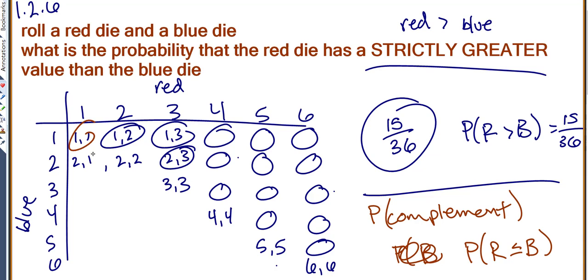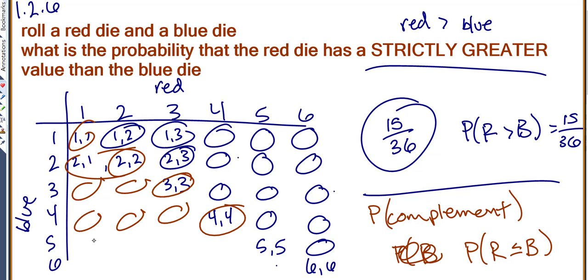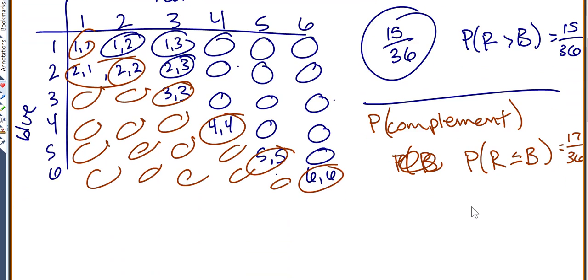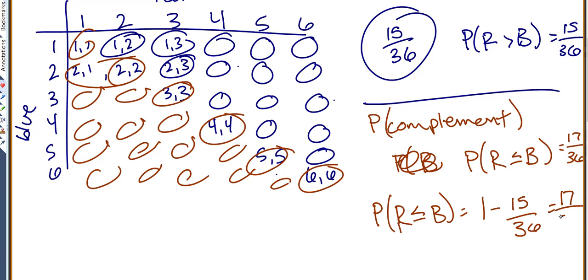So if you circled all of those, everything where it's less than or equal to, then you would find that should be 17 out of 36. You wouldn't actually have to do that work though, because you could just remember the complement rule. So the probability that red is less than or equal to blue would just be 1 minus the probability of what we found up above. So 1 minus 15 out of 36 gives me 17 out of 36.